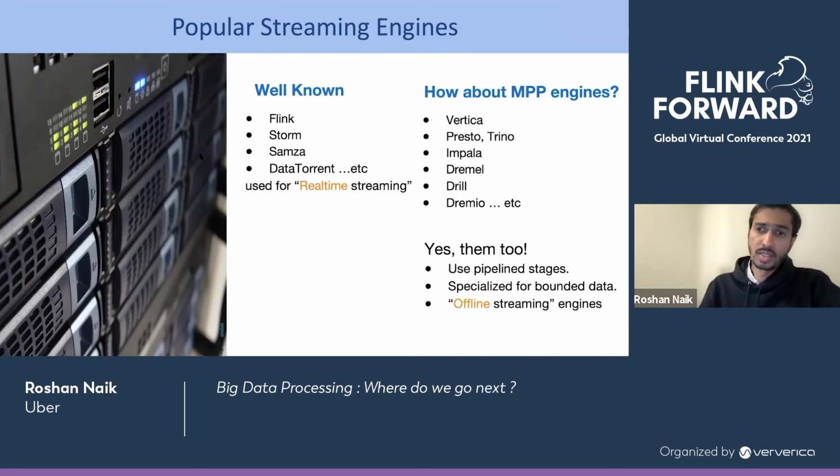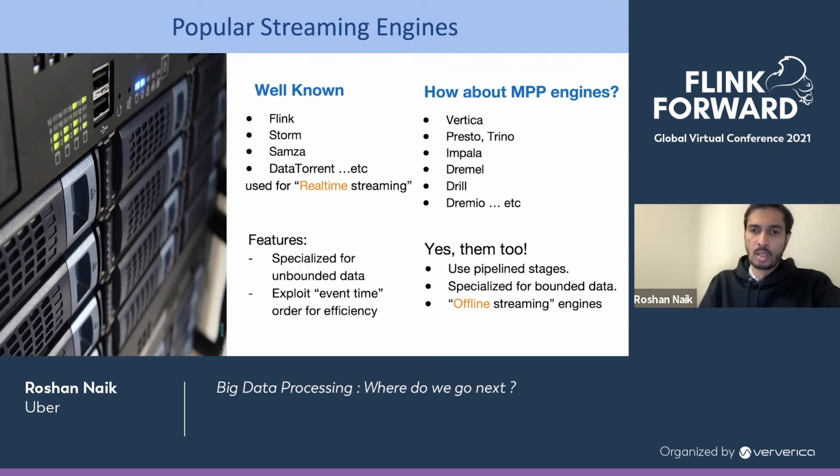So you can think of these MPP engines on the right as offline streaming engines, whereas the engines on the left, they're basically real-time streaming engines. But both are streaming. The real-time streaming engines have certain primitives to deal with event time and are more specialized for unbounded data, which is often seen in real time.